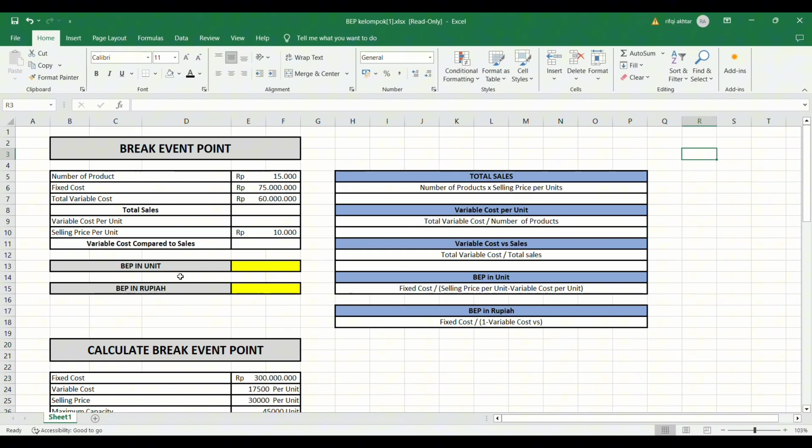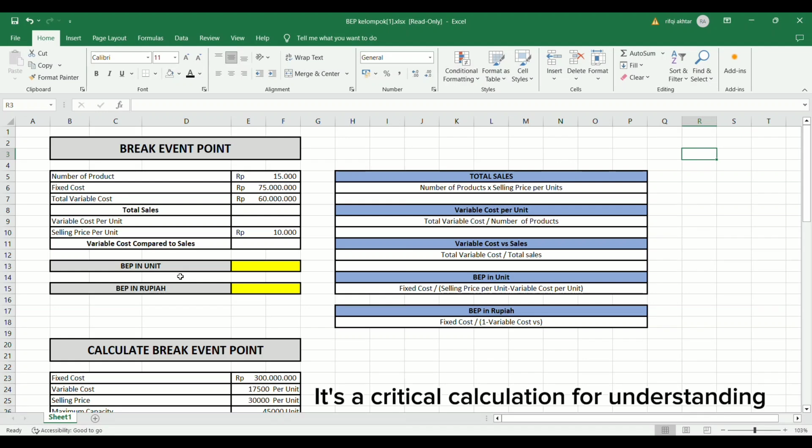We will explain the steps to calculate the break-even point. But before we dive into the calculation steps, let us first define what a break-even point is. The break-even point refers to the point where total revenue equals total cost, meaning that at this level of production or sales, the business neither makes a profit nor incurs a loss. It's a critical calculation for understanding when a business will start becoming profitable.